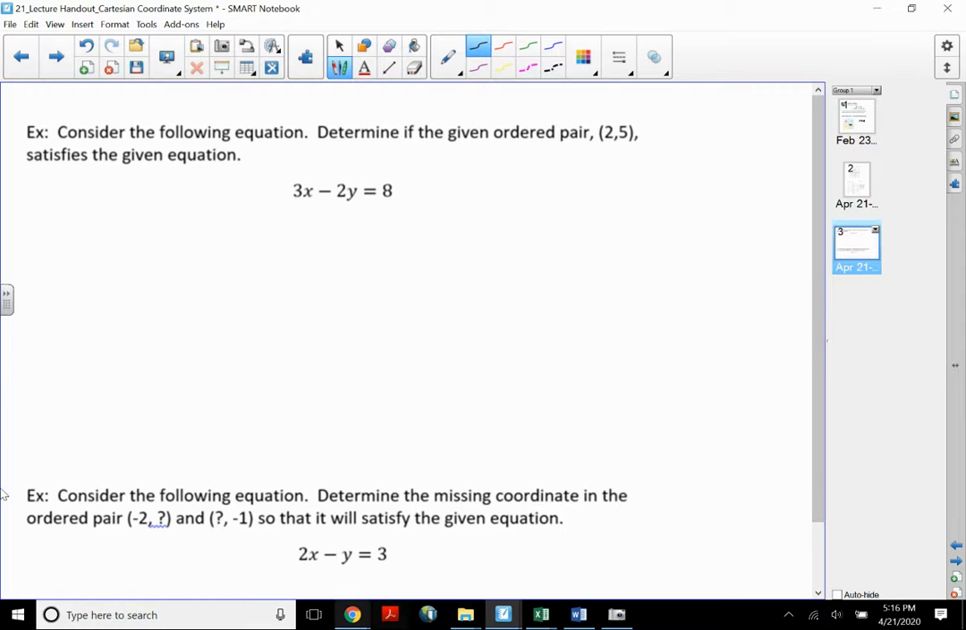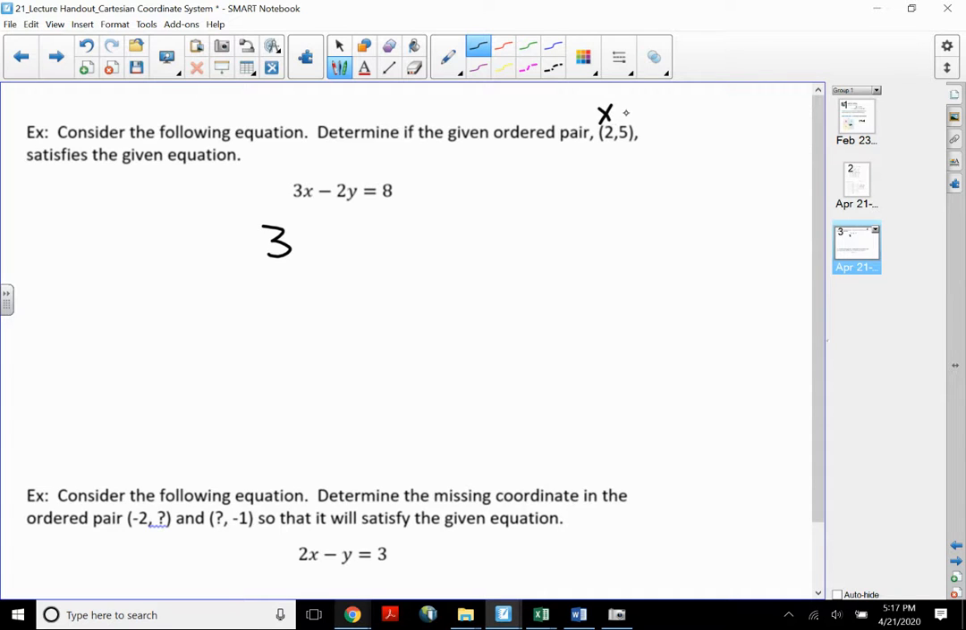Consider the following equation. Determine if the given ordered pair satisfies the given equation. So what I mean is, we want to substitute the variable x with the x value, and substitute the variable y with the y value. Once we substitute and evaluate, let's see if it's equal to the right hand side. So to determine whether this ordered pair or this point satisfies the equation, all we got to do is just substitute.